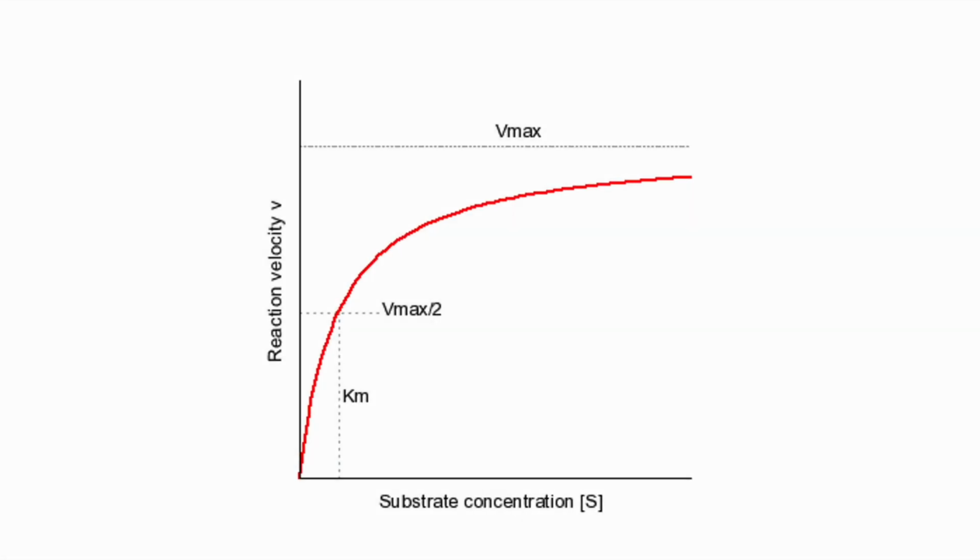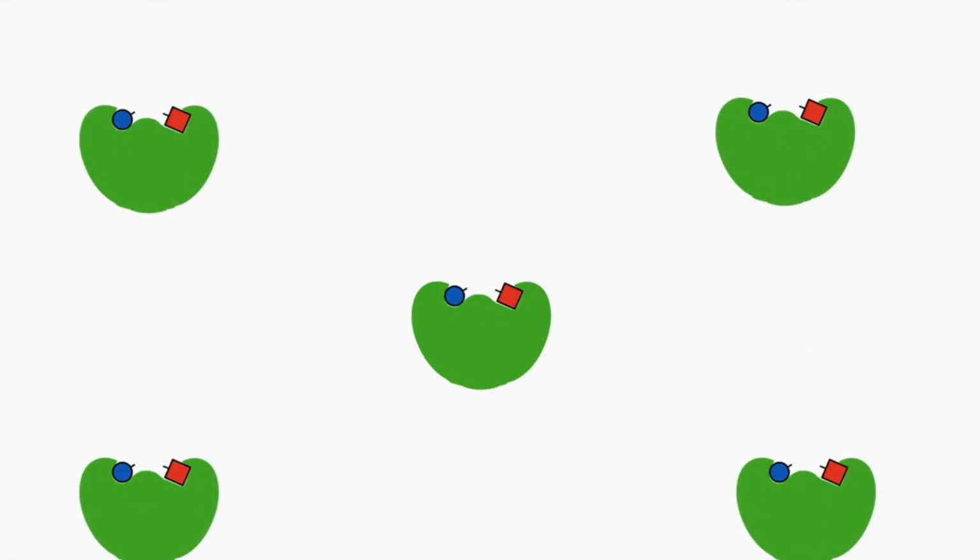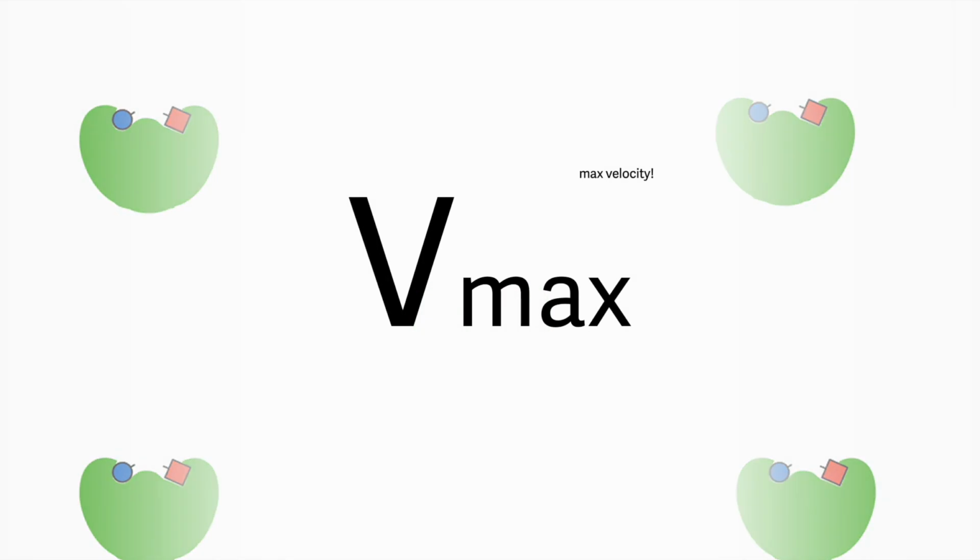At low concentrations, the rate of reaction is slow because there are not enough substrate molecules present for the enzyme to even work on. As the substrate concentration increases, the rate of reaction increases until it reaches a maximum, Vmax. Beyond this point, increasing the concentration doesn't increase the reaction. This is because the enzyme is working at its maximum capacity.